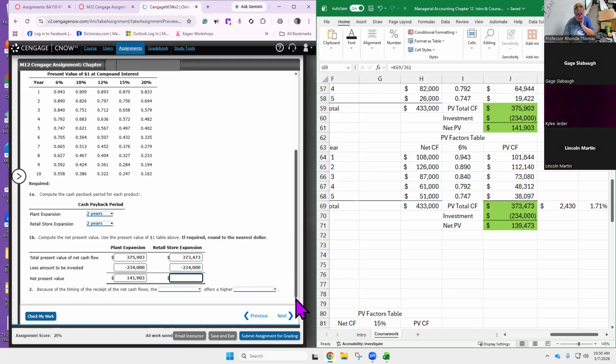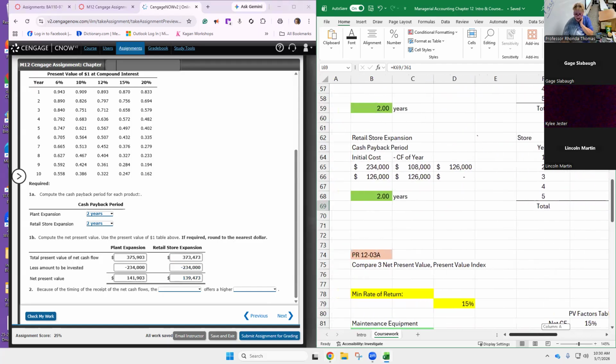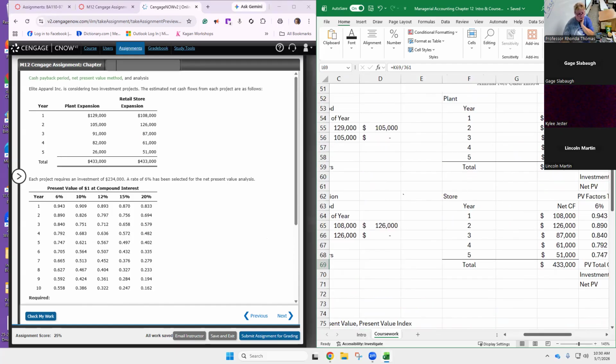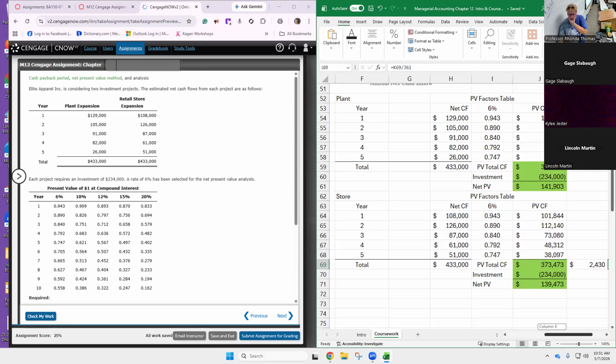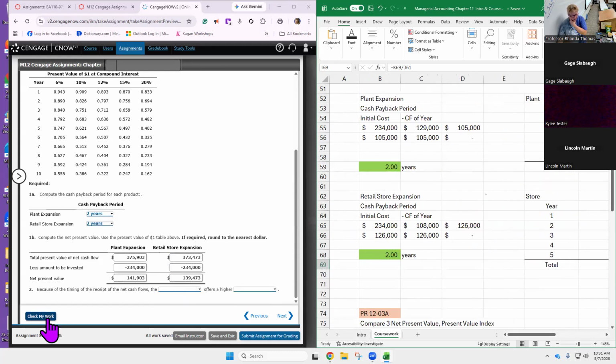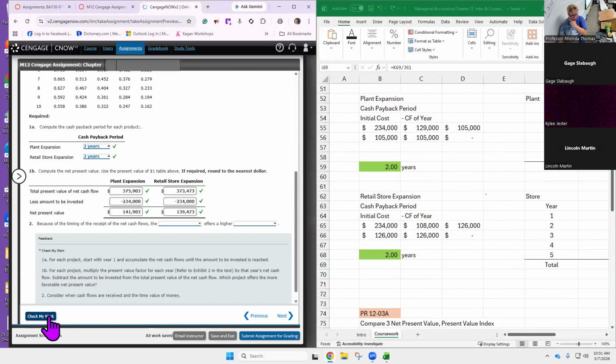Okay, and then my second option, I believe, and I just want to make sure, that was the store. And I'm even a little paranoid because I want to make sure that I've got the store lined up where it's supposed to be and the plant lined up where it's supposed to be, because you can easily put the wrong things in. Okay, so I'm going to check this now, cross my fingers.